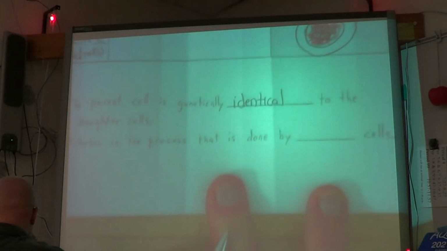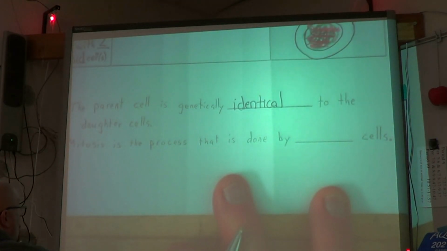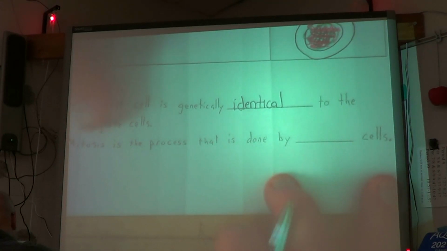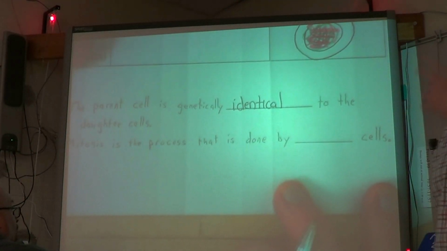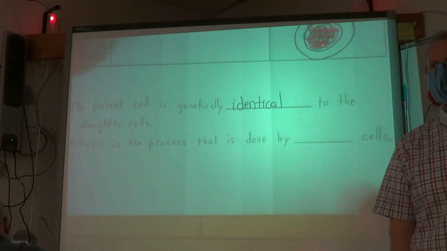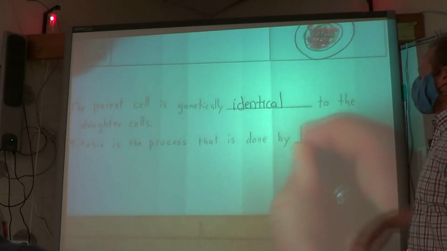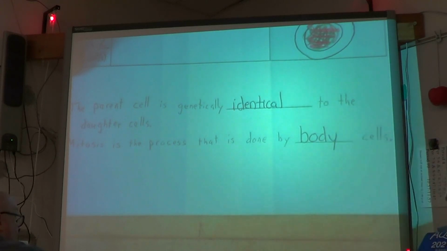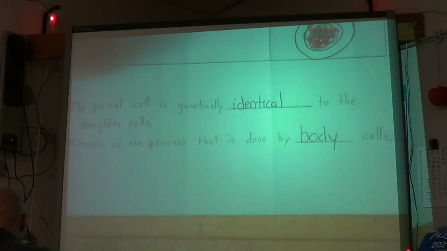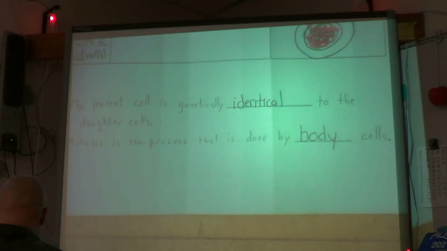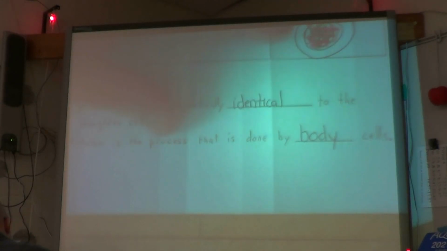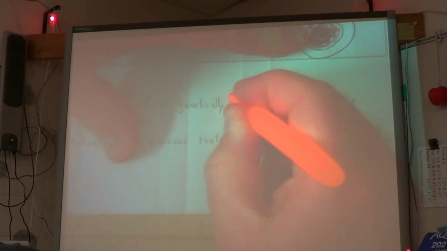Mitosis is a process that is done by what kind of cells? Daughter is what we call them when they're done. Give me an example of a type of cell that goes through mitosis in you. Body cells. Yes, that is the general classification that I was looking for. So what's an example of a body cell? Skin cells, right? What else? Bone cells. Good.